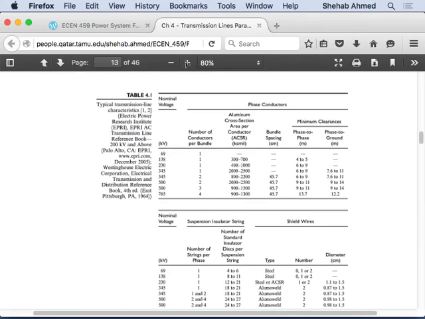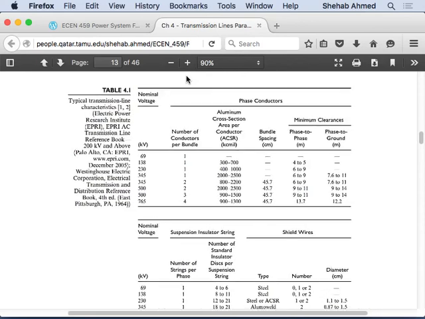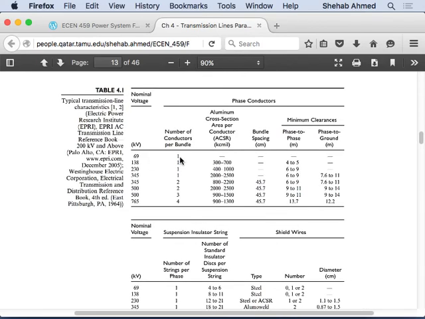For example, in this table, they show you that for 69 kilovolts, you typically don't bundle the conductors. You remember we talked about conductor bundles, so instead of a single conductor carrying the phase, you create bundles of conductors to carry the phase current. Why? Because you want to prevent mainly corona, right? And for current carrying capacity, but mainly for corona purposes.